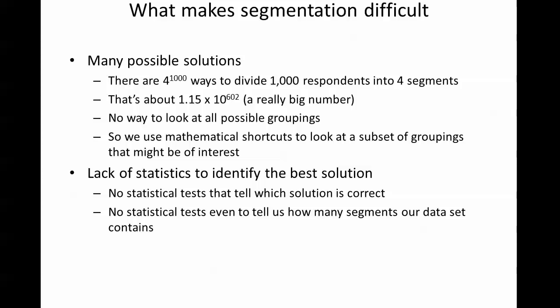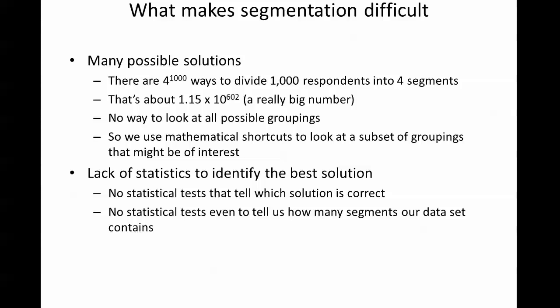Let's say we were in the position that we're never actually in real life. We have 1,000 respondents, and we know for a fact going into it that those 1,000 respondents sort themselves into just 4 segments. Again, we don't ever really know that for sure, but let's just give ourselves the benefit of a doubt and say that we did. Even knowing that information, there's about a really big number, about 10 to the 602 power, that's a 1 with 602 zeros after it, different ways of sorting 1,000 respondents into 4 segments.